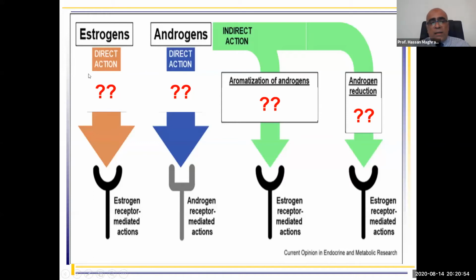So what are the estrogens? What are the androgens? What are the products of aromatization? What are the products of reduction of androgen? What are they? I know that you know all the answers.